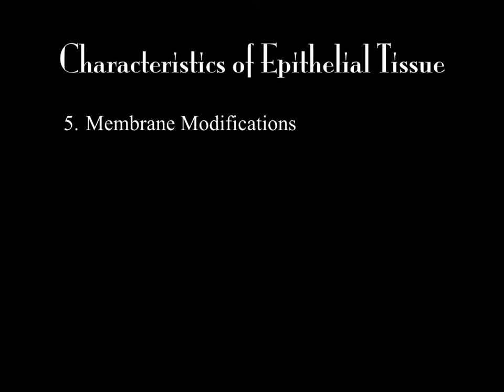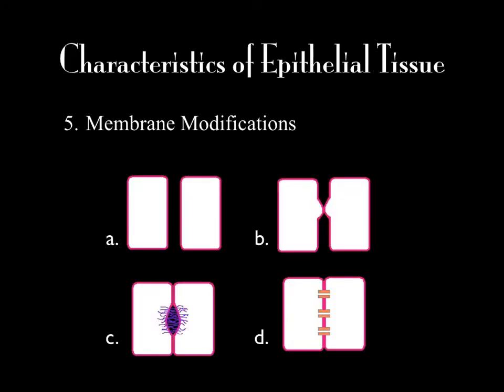The epithelium is essentially one big sheet of connected cells, and the way in which those cells are connected is a reflection of the particular tissue's function and location in the body. The figure that you see on the screen here shows you examples of several types of membrane modifications. These are alterations to the plasma membrane that allow cells to stick together. So take a moment and examine the 4 sets of cells that you see in the figure.